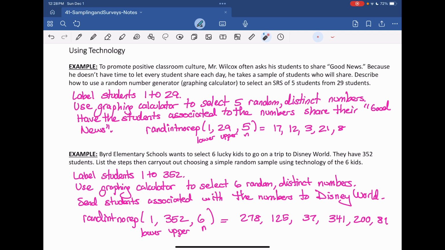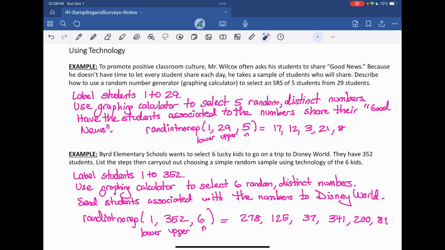Label students 1 through 29. So again, we have a labeling process. We're labeling our individuals with numbers because the graphing calculator will select numbers. Use the graphing calculator to select 5 random, distinct, different from each other numbers. Have the students associated with the numbers share their good news. And so you're going to then write down the calculator function that you will be using. We're using randInt no rep. The lowest number is 1, the highest number is 29, n is 5, which is the number of students being selected, and these are the numbers I had gotten when I did that in class with the graphing calculator.